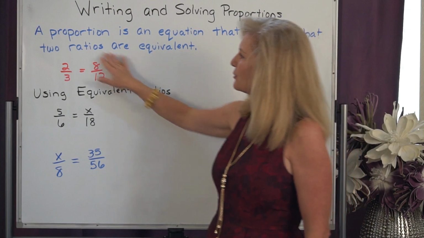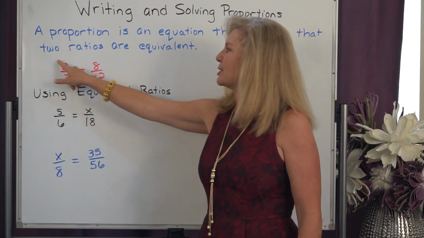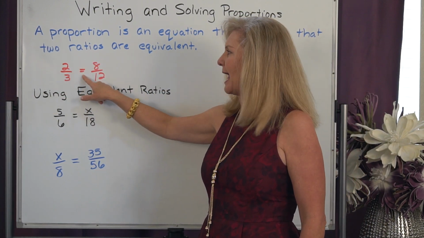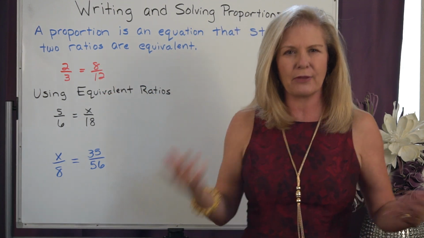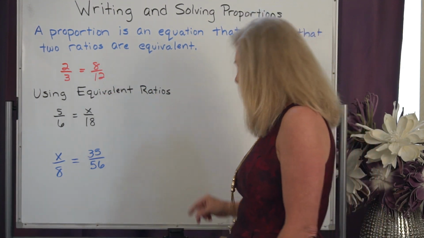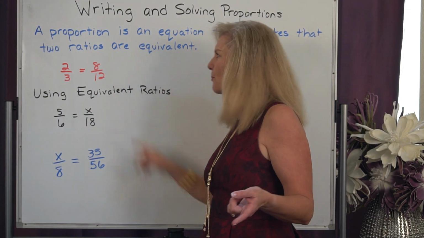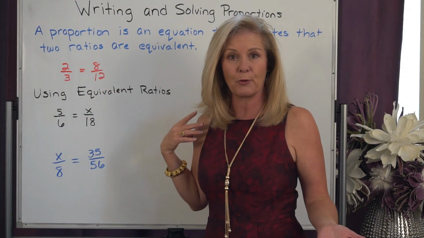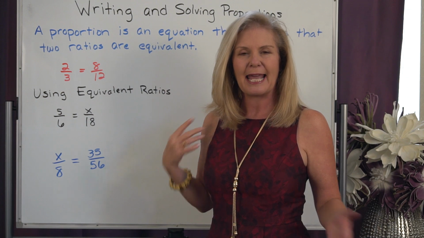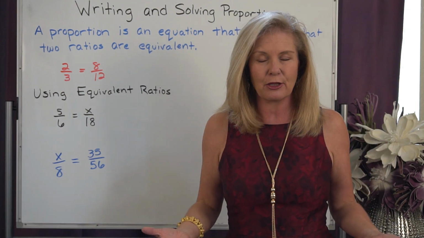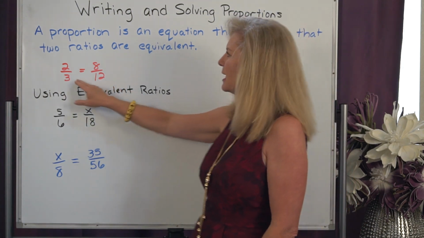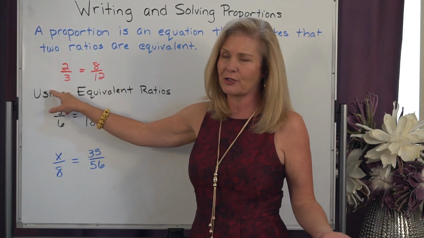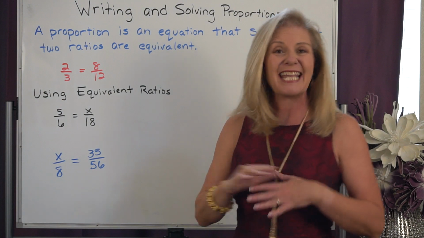Now, the way we can look at this is we can say 2 is to 3 as 8 is to 12. But how do we know if they're really equivalent? Well, one thing I can do is I can reduce both parts of the proportion to lowest terms. And if they are the same in lowest terms, then I know they have to be a proportion. Now, 2 to 3 is already in lowest terms, but 8 to 12 is not.